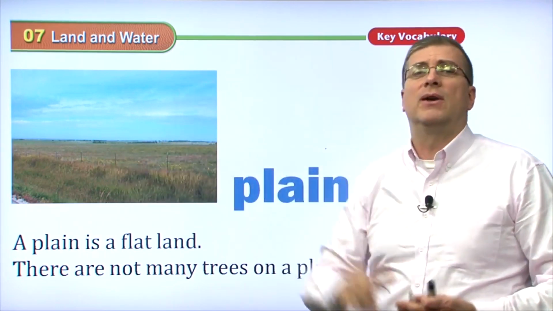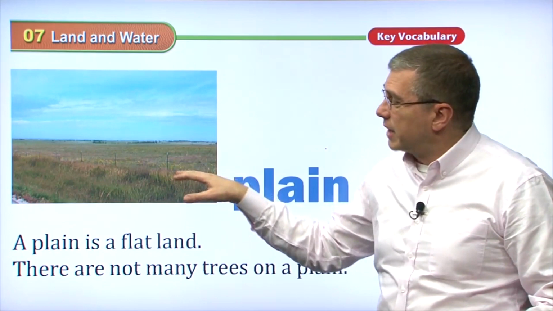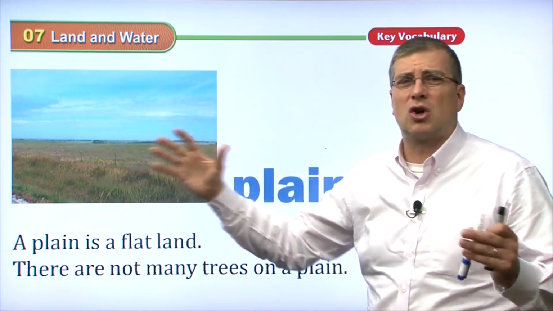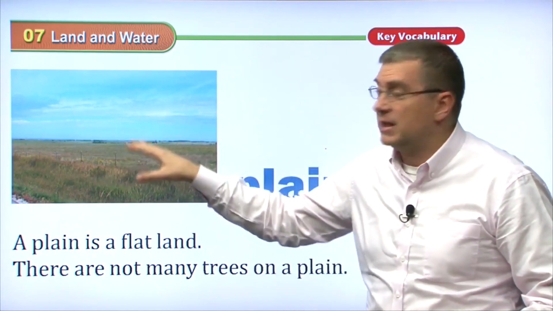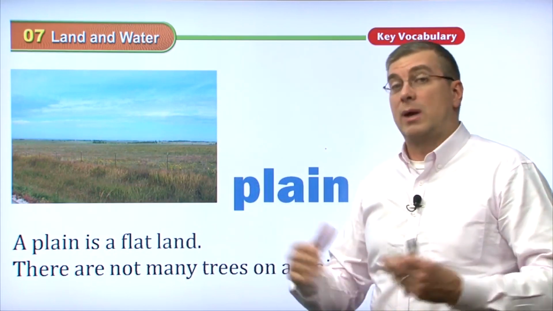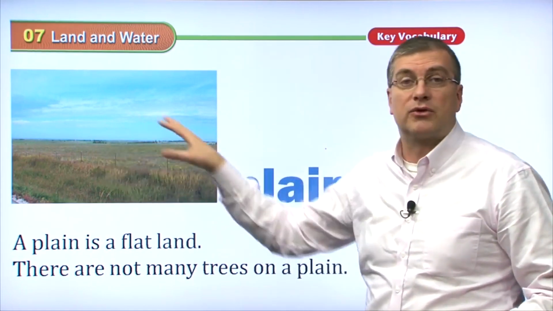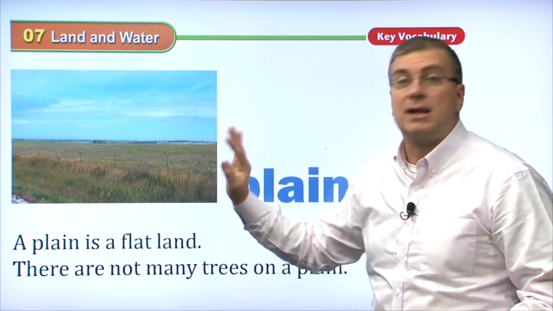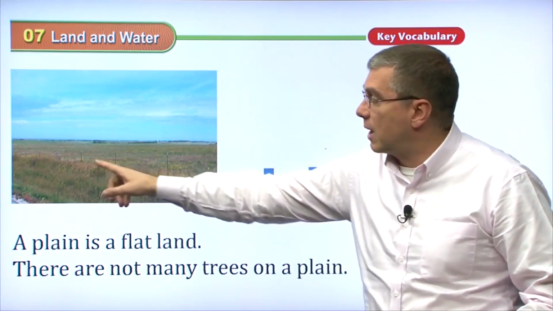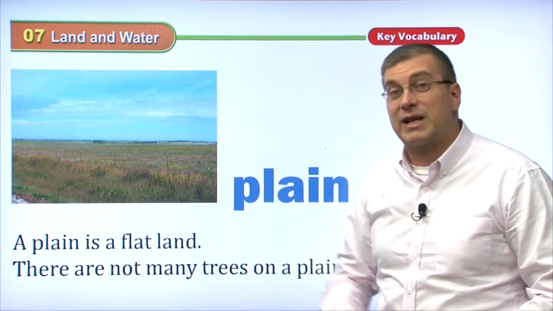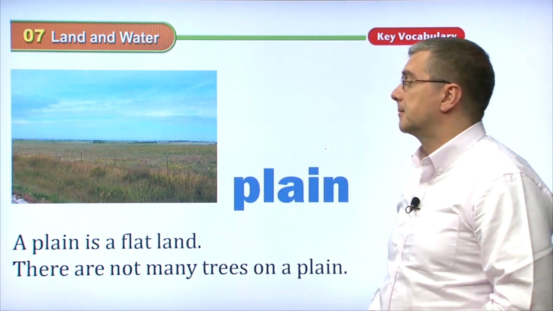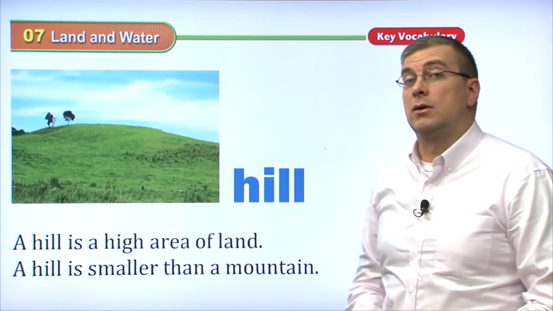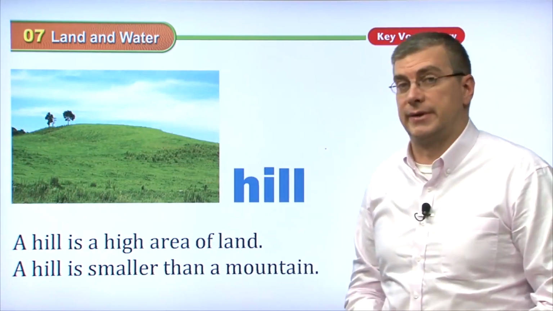You can see for a very far distance. And a long time ago, you could see great, huge herds of animals on these plains. And in Africa, too, when you go to the plains, you can see many animals roaming around on the plains. But the two features are flat, not many trees, and usually you have a lot of grass that the animals can eat. That's a plain.